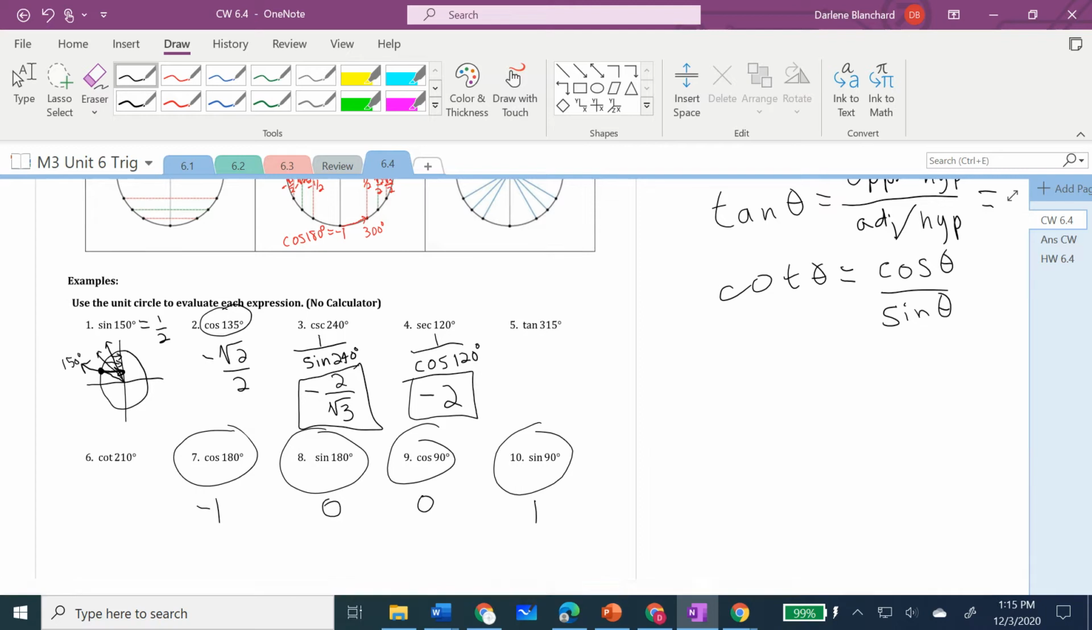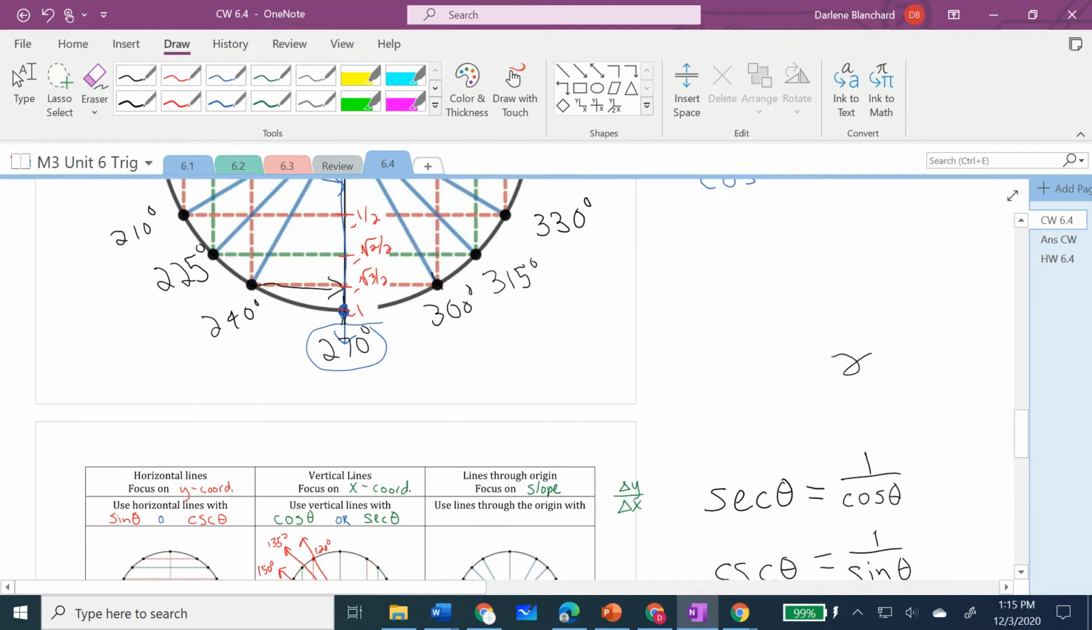-2. Okay, now tangent. To find tangent of 315 degrees, I need the sine over the cosine, and I'm going to focus on 315. So let's find 315 degrees and look at what is the sine and what is the cosine.